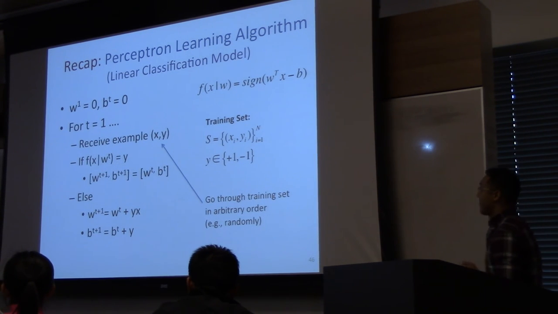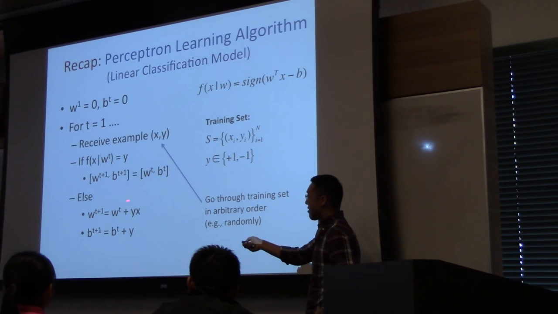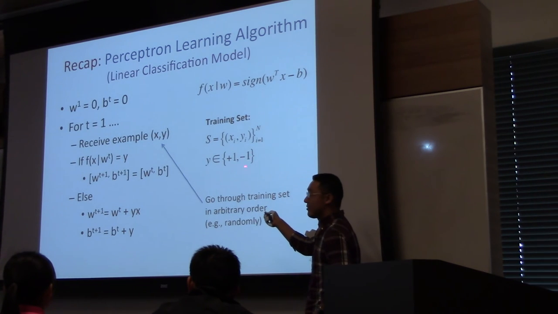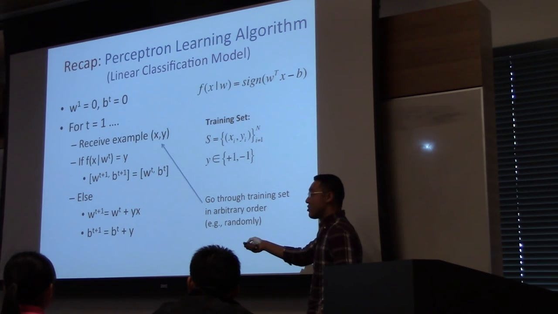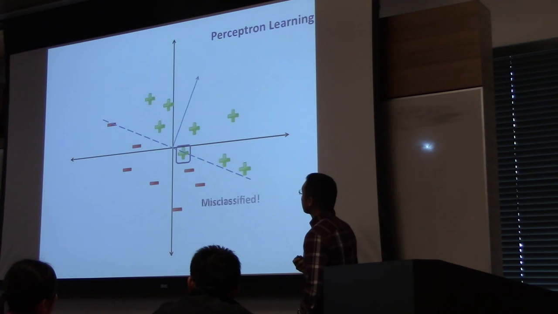I see. So if you make a mistake on a positive label, you want to update your model in the positive direction of the features of this training example. If you make a mistake on a negative training example, so then y is negative, you want to make an update in the negative direction of your input features of that training example. And that's illustrated.